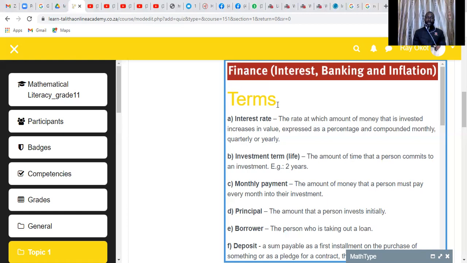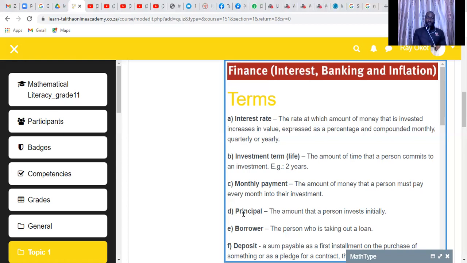The next thing is monthly payment. So the third term we want to investigate and discuss is called monthly payment. What is monthly payment? Well, as it is indicated, monthly, that is every month payment. In simple terms, the amount of money that the person must pay every month into their investment is what we call monthly payment. Now, the next thing we want to look at is called principal.